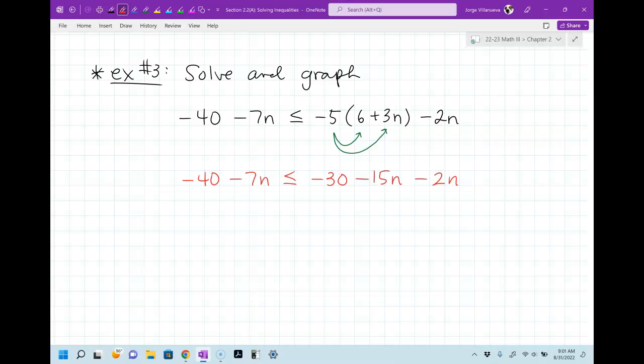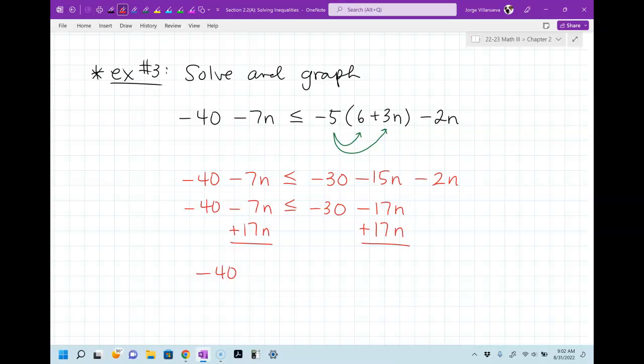All right, so let's combine our variables first. On the right side, I have a -15n minus a 2n. How much is that? I think I heard someone say it just very softly. Negative what? -17. Thank you. -17n. All right, let's keep going. I know I have variables on both sides of the inequality, so let me move them together. Since -17 is smaller than -7, I'm going to move the -17 over. So add 17n to both sides.